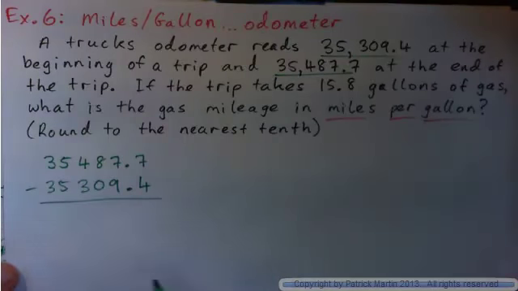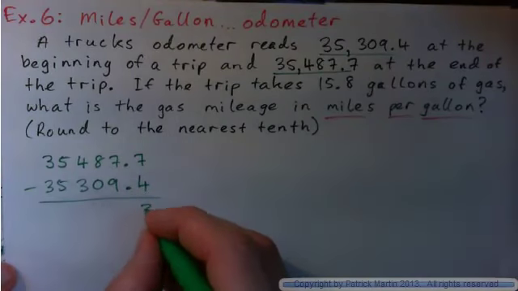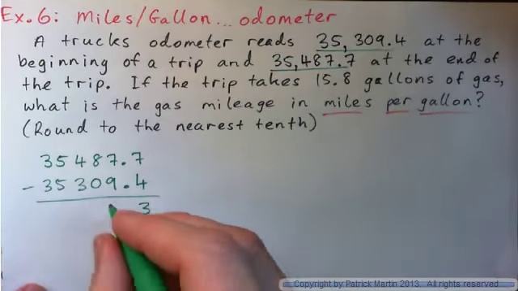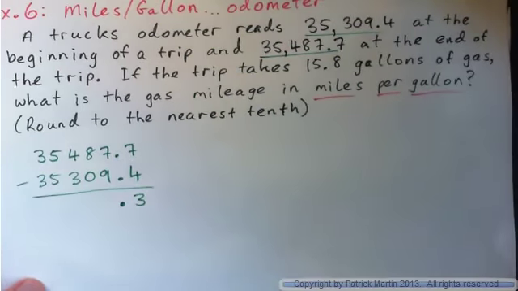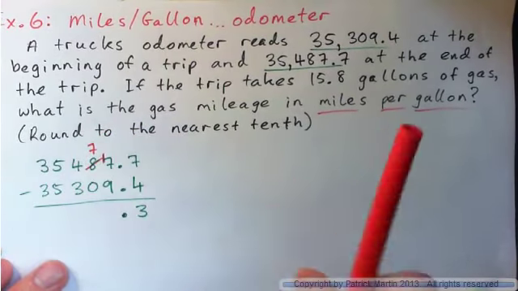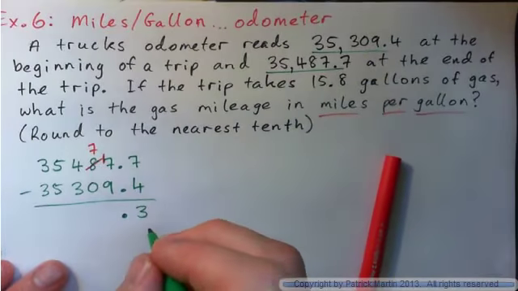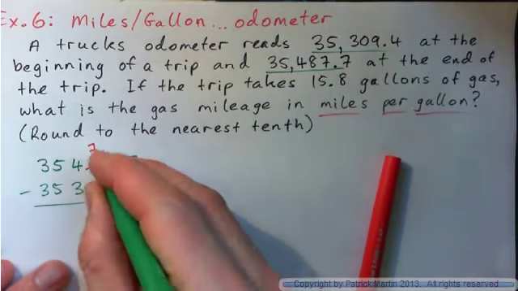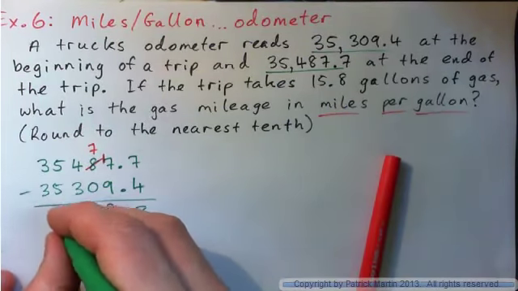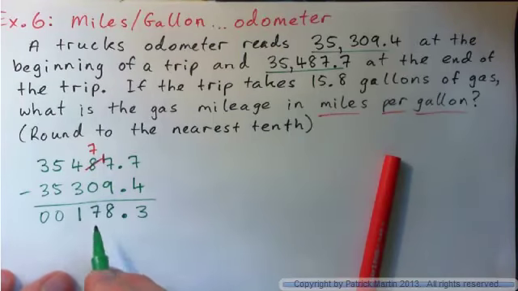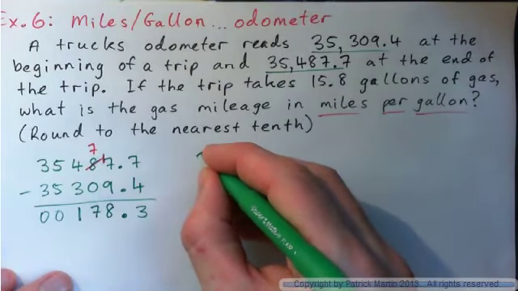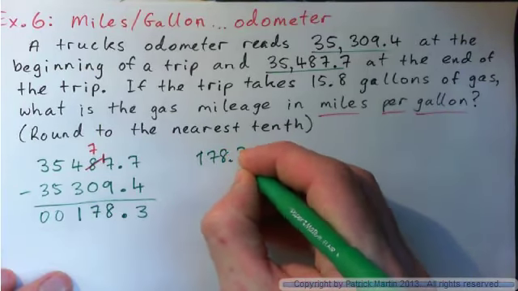So 7 minus 4 is 3. Put down the decimal point underneath it. 7 minus 9 won't work, so we've got to borrow 1, so that becomes a 7. Borrow 1 over here. 17 minus 9 is 8. 7 minus 0 is 7. 4 minus 3 is 1. 5 minus 5 is 0, and that's 0 as well. So we get 178.3 miles.